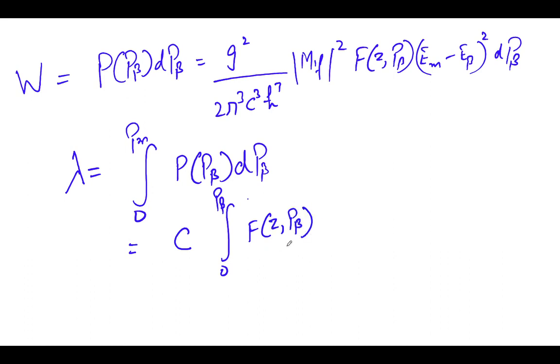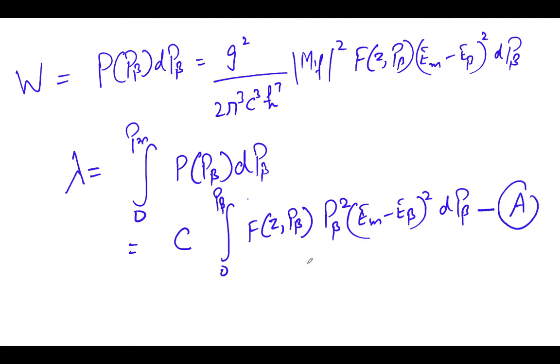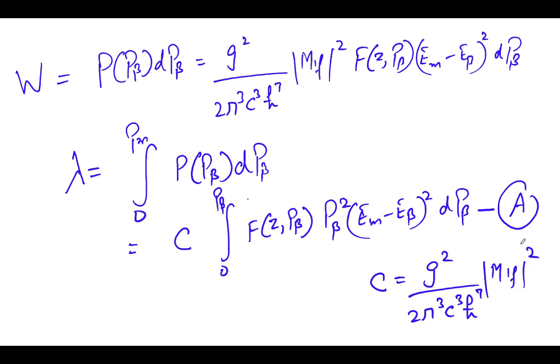So this Fermi function is a function of momentum, pb squared, Em minus Eb squared, d pb. Let us say this is equation number A. Here this constant term is equal to g squared over 2 pi cubed c cubed h raised to power 7, times Mif squared. So this integration is carried out using the energy transformation.